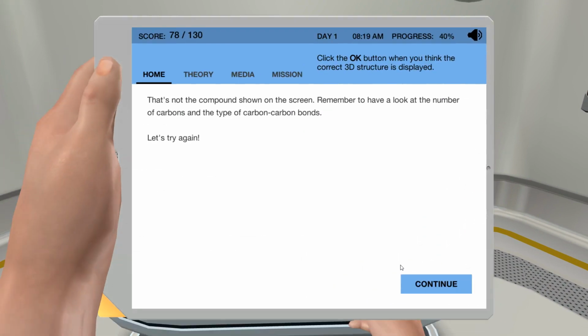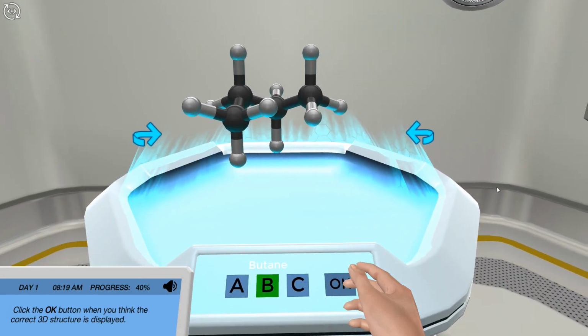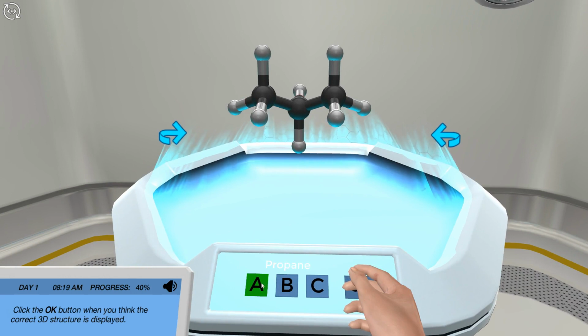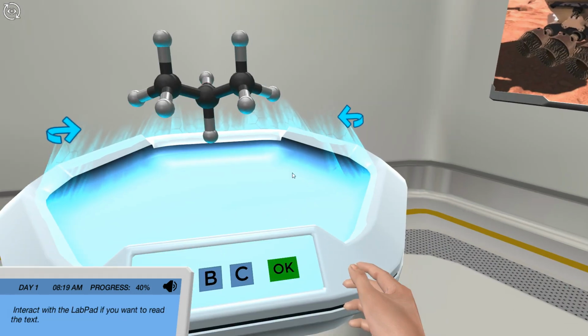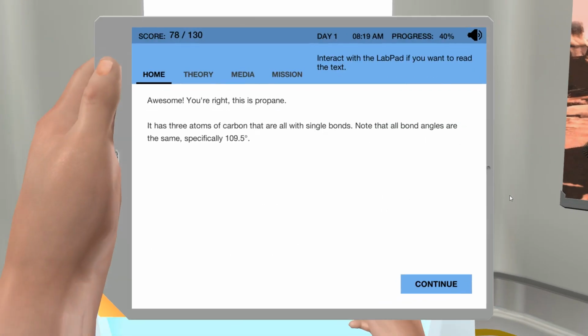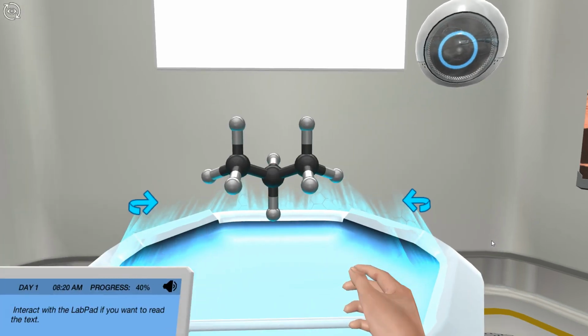That's not the compound shown on the screen. Remember to have a look at the number of carbons and the type of carbon-carbon bonds. Let's try again. Awesome! You're right, this is propane. It has 3 atoms of carbon that are all with single bonds. Note that all bond angles are the same, specifically 109.5 degrees.